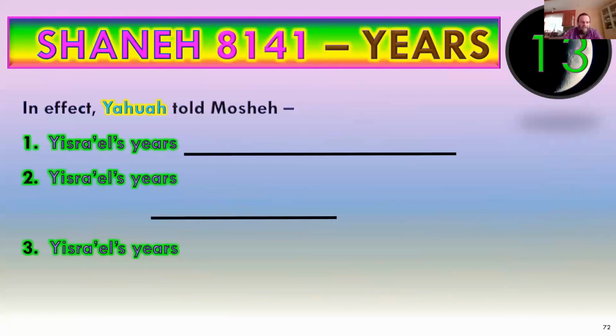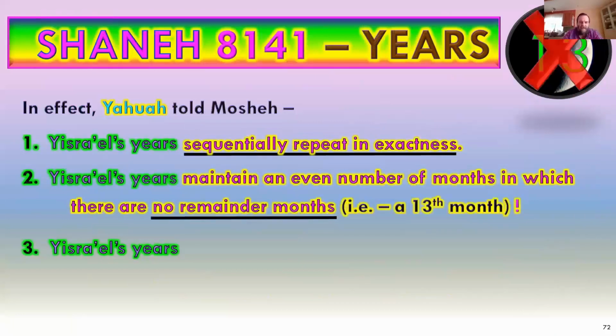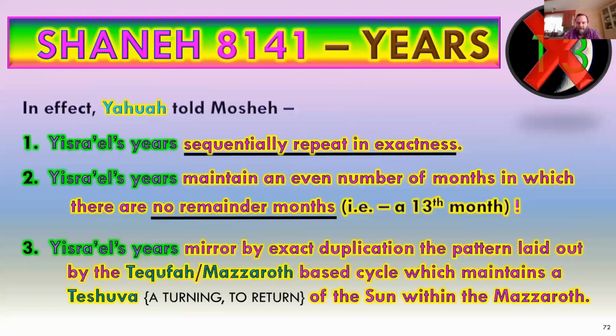Okay, in effect, Yahuwah told Moshe: Number one, Yisrael's years sequentially repeat in exactness. Number two, Yisrael's years maintain an even number of months in which there are no remainder months, i.e. a 13th month. Number three, Yisrael's years mirror by exact duplication the pattern laid out by the Tequfah Matzeroth-based cycle, which maintains a teshuvah, which is a turning or return of the sun within the Matzeroth.